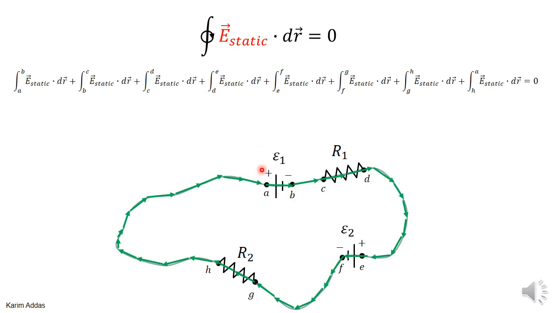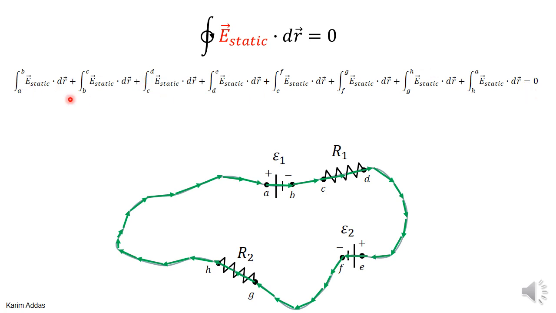You have to go around the loop in a particular direction. We chose here to go around clockwise, but you can go anti-clockwise. It doesn't make a difference. And you go around the loop and you integrate the electric field dotted into the element of length for the whole loop. So you go from A to B, then B to C, then C to D, then D to E, then E to F, then F to G, then G to H, and then from H back to A. So you make a complete loop. And based on this equation, the integration should all give you 0.